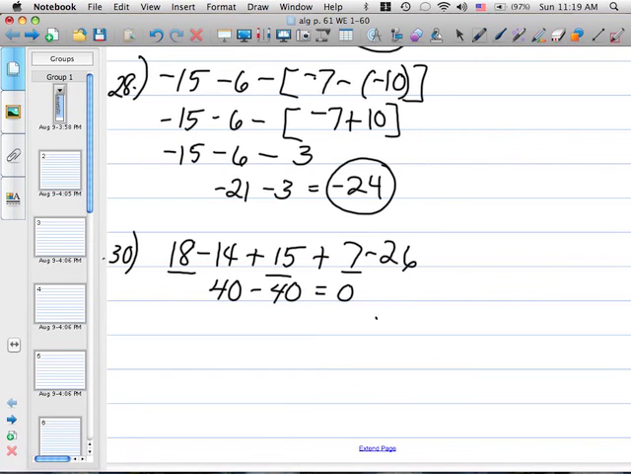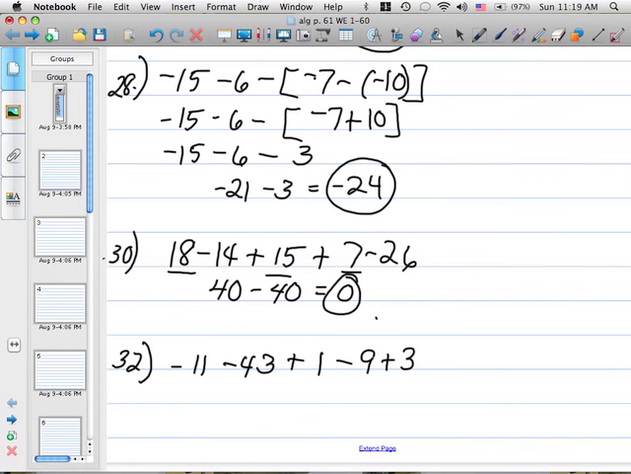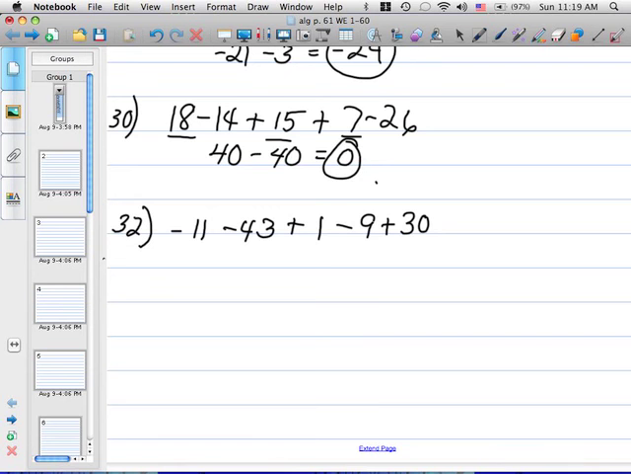Problem 30, 18 minus 14 plus 15 plus 7 minus 26. If I take the positives and add them together, that's another possibility. I get 33 plus 7 is 40. And the two negatives make negative 40. So 40 minus 40, I get 0.